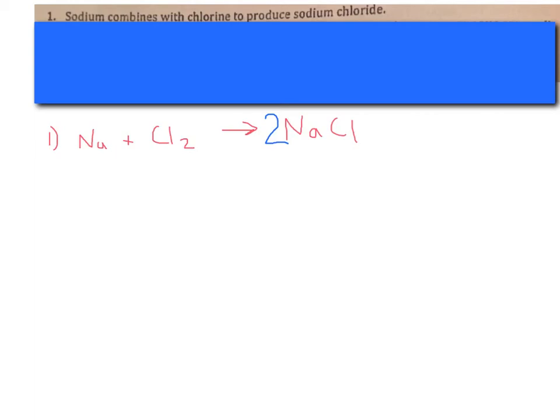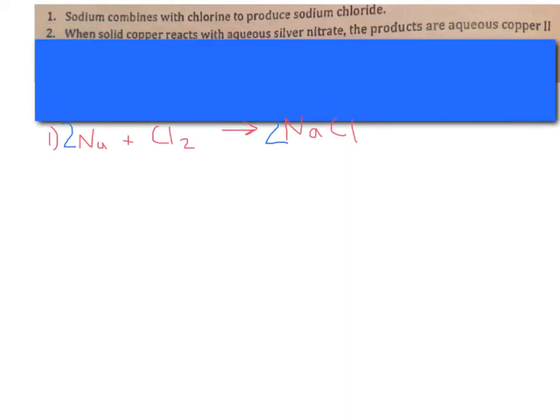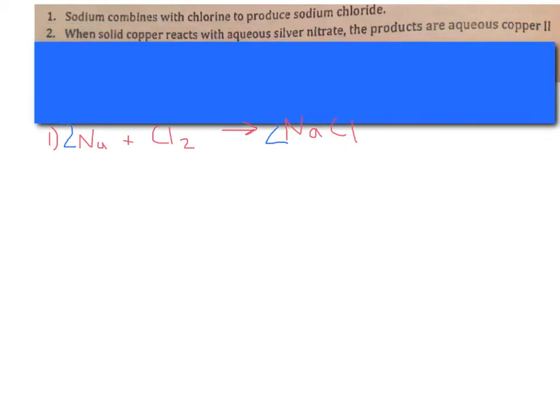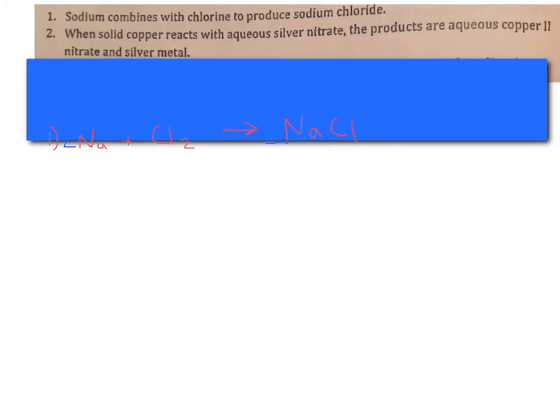So now we're going to come over here. We need to add a 2 in front of the sodium, and then that looks good. And check it all. Looks good. So let's try another one. We're going to cover up the last one a little bit. It's showing through. There you go.